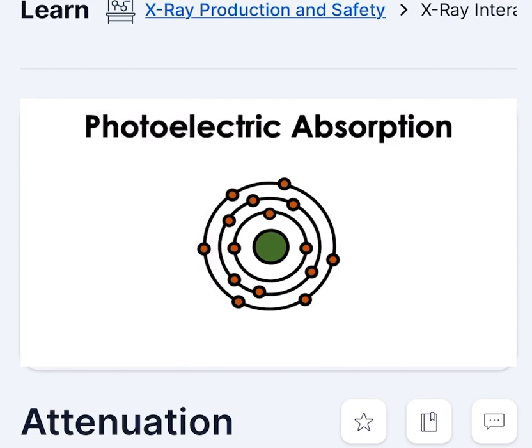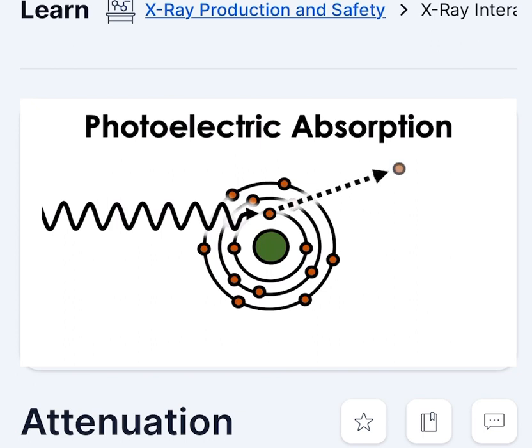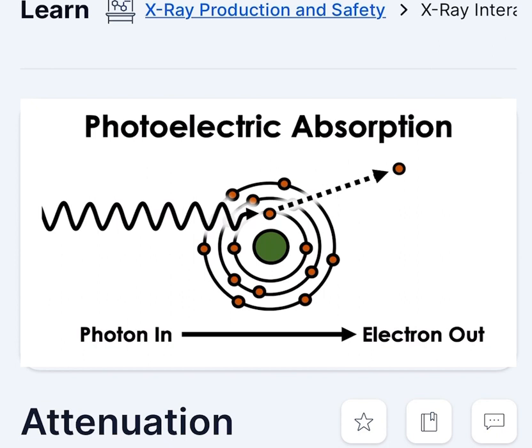With photoelectric absorption, the X-ray photon enters an atom in the body, and the X-ray photon is completely absorbed by an inner shell electron. This results in the electron being knocked out of its orbit, which is called ionization. So in this mechanism, there's a photon in and an electron out. This interaction removes a photon from the beam. So photoelectric absorption contributes to attenuation. That's a decrease in beam intensity.